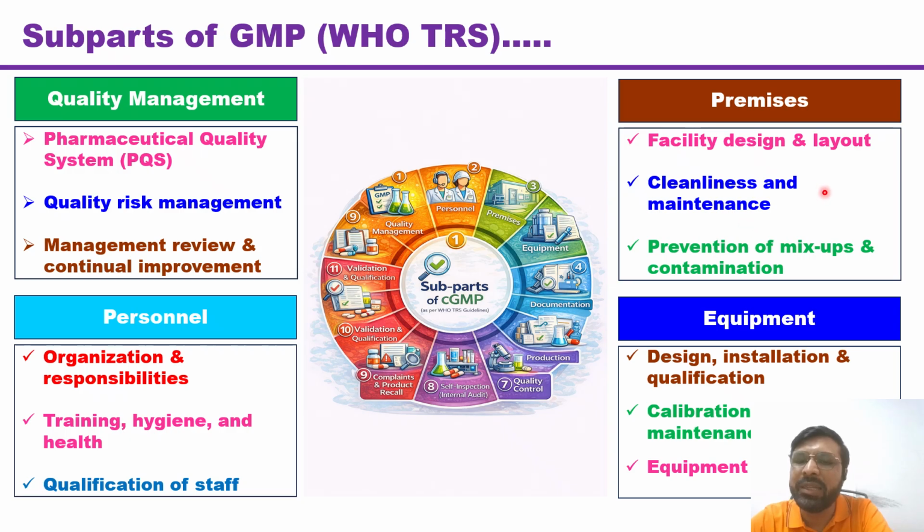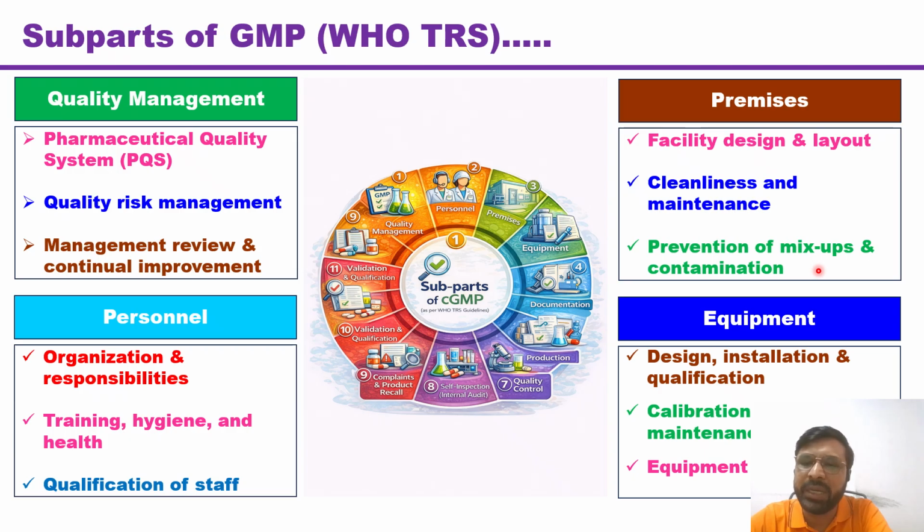The next one is cleanliness and maintenance. The premises, the equipment, the system should be cleaning friendly, meaning it should be easy to clean and easy to maintain. The next one is prevention of mix-up and contamination. If we maintain all the systems properly, we can prevent mix-up and contamination.